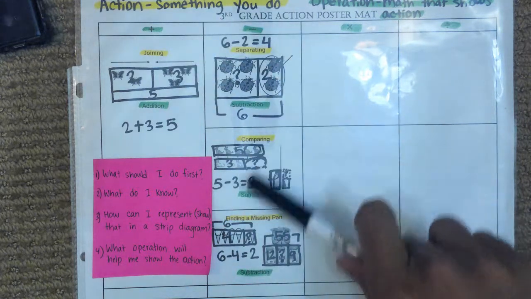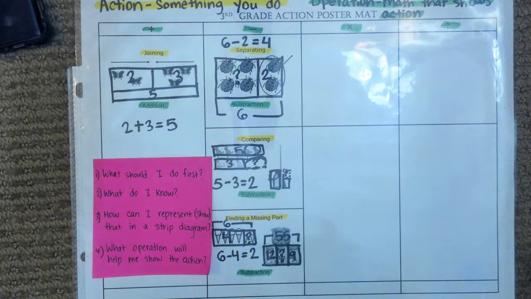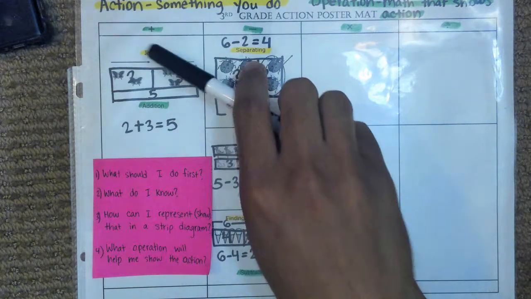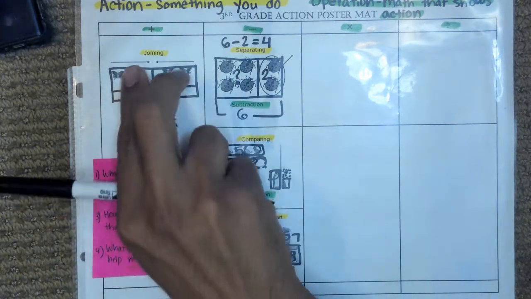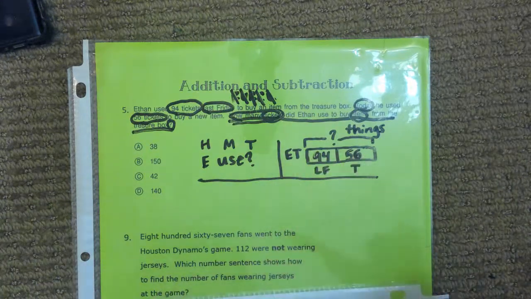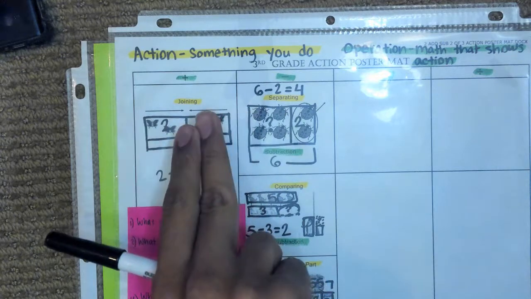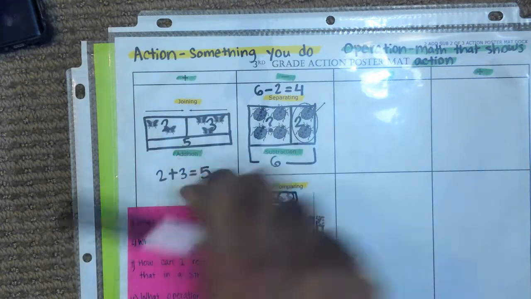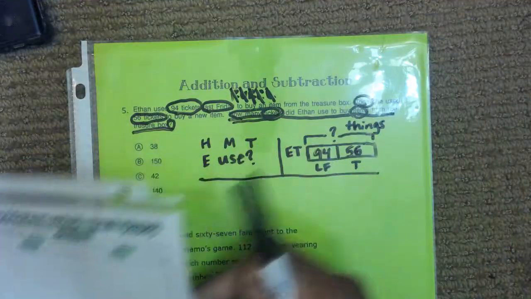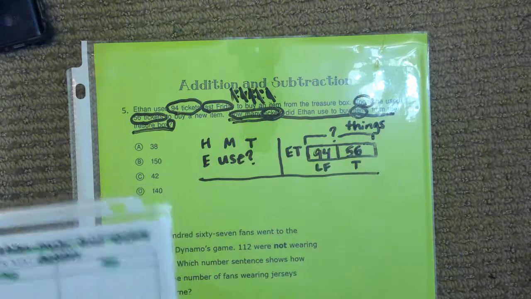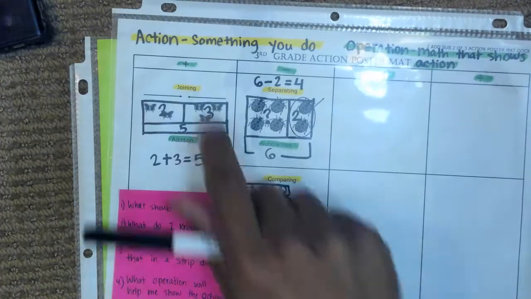Joining, separating, comparing, finding missing part. I notice that it matches with joining because I have two numbers, and in the one that we drew we have two numbers, and both of them are being joined to find the total. What we need to do is find the total for ourselves. So let's take a look at joining.